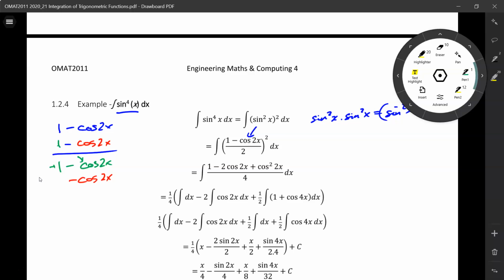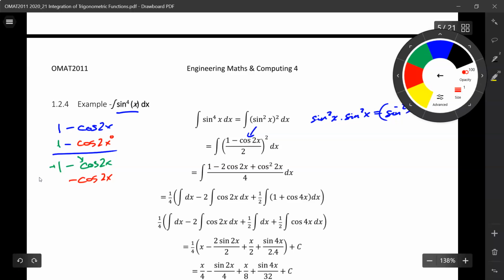Then on the next row, I'm multiplying by the second term here, which is minus cosine 2x. So it's minus cosine 2x times 1. And now I'm multiplying minus cosine 2x by minus cosine 2x. So I get plus, because it's a minus times a minus, cosine squared 2x. And then that gives me 1 minus 2 times cosine 2x plus cosine squared 2x.